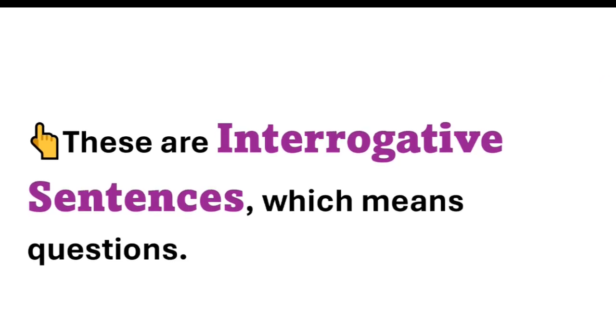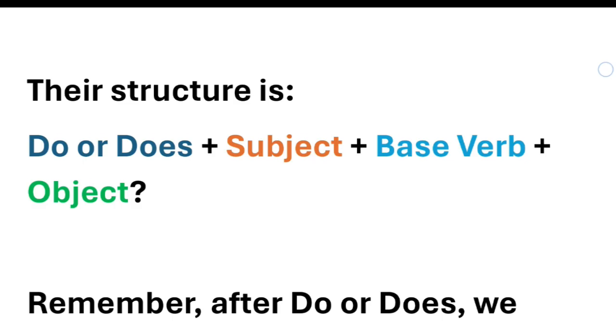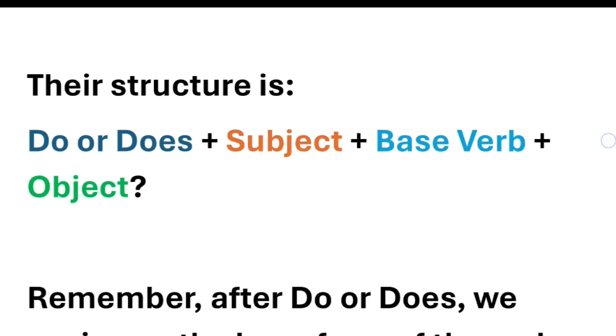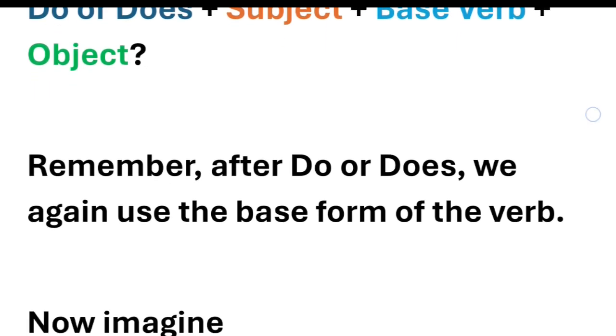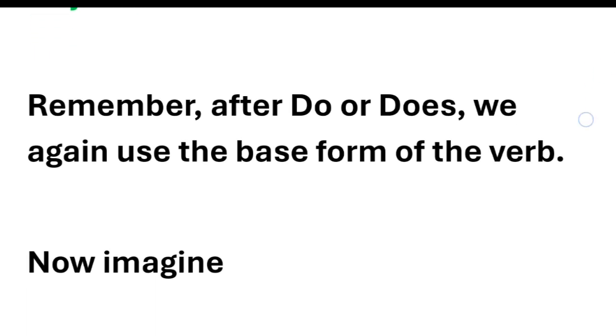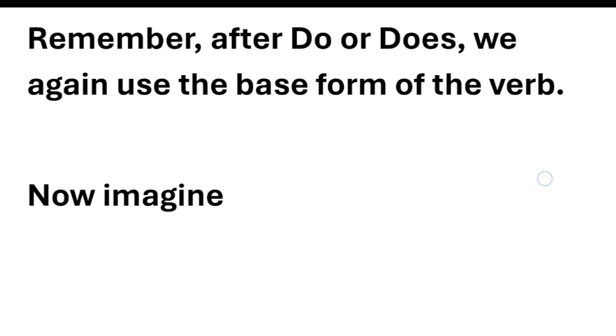Now these sentences are interrogative sentences because they ask questions. So whichever sentence asks a question or seems to be asking a question is of interrogative type. Their structure is: do or does are written at the first place, then comes subject followed by base verb without s or es, and then comes object which is written at the end. You can see do or does, then subject followed by base verb and then the object. Remember, after do or does, we again use the base form of the verb. Base form means the verb is used without s or es.